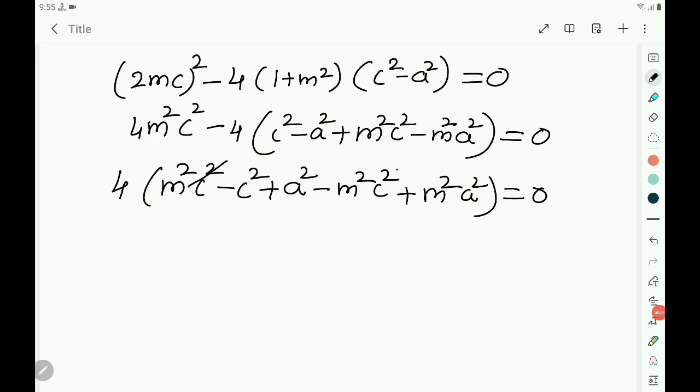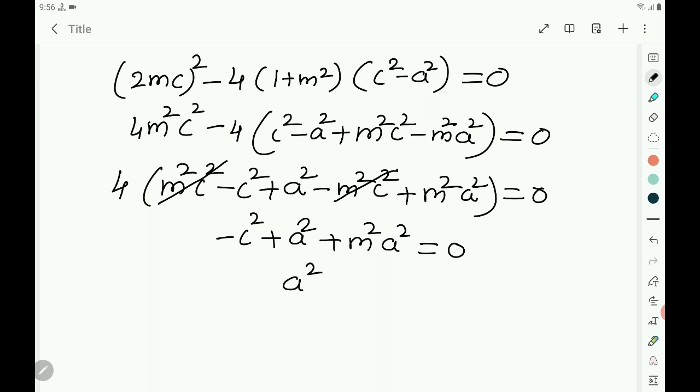Then m²c² minus m²c² cancels, and you can remove this 4. What is remaining here? −c² + a² + m²a² = 0. Then you transfer this −c² to the RHS. Then here what is remaining? a² + m²a² = 0 + c².